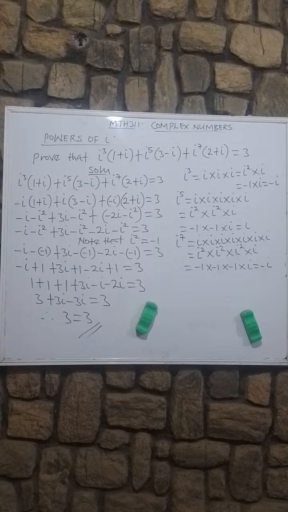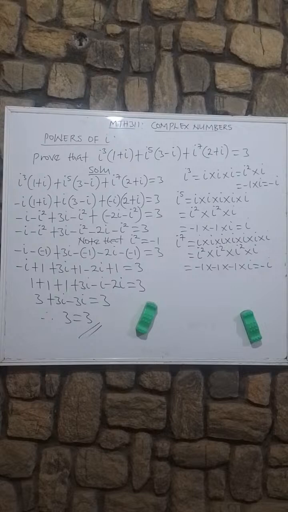Why is I to the power 7... I to the power 7 is minus I now. Then I to the power 2 is minus 1. Please take note, both of them are not I.